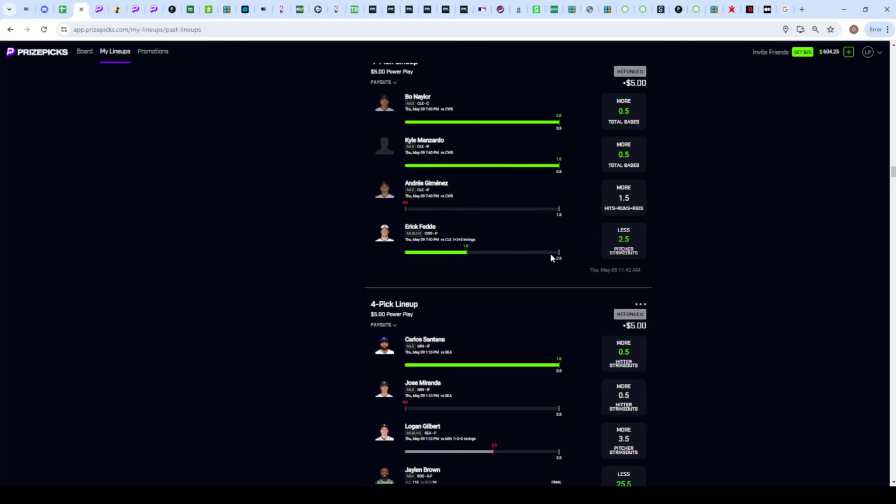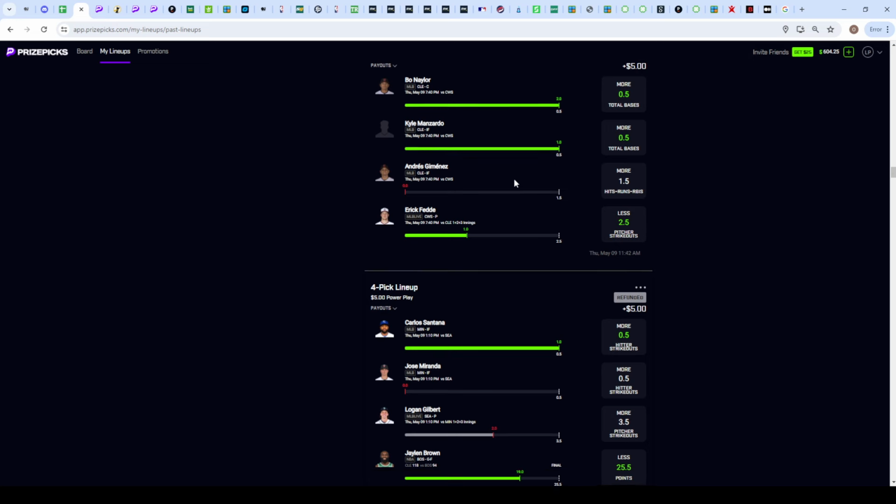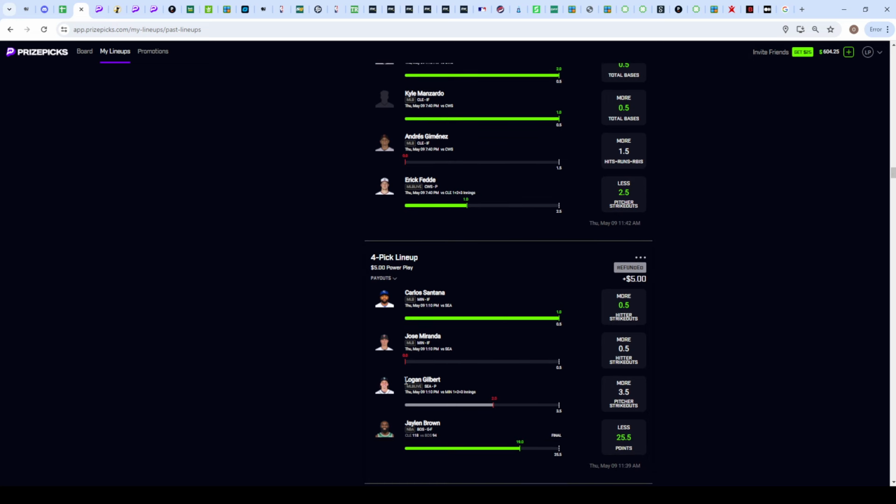Fetty did go under his 2.5 pitcher strikeouts, so close to the 10x on this one. This one here was completely chalked. Logan got absolutely demolished last night. I think Minnesota had like 6 runs within the first 3 innings, so yeah, not a good look there on his over pitcher strikeouts. Dylan Brown did cash that under 25.5 points quite easily.